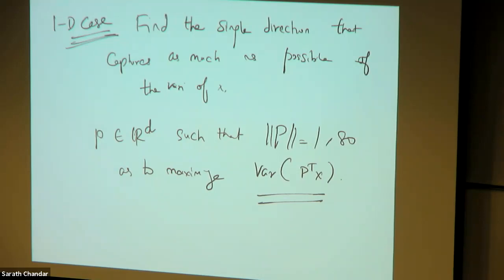Now I'm adding an extra constraint here that P cannot be any vector. P has to be a norm 1 vector. Can someone tell me why I should add this extra constraint? Why should the norm of P be equal to 1?